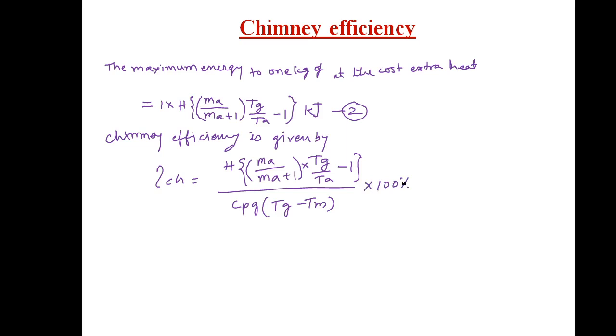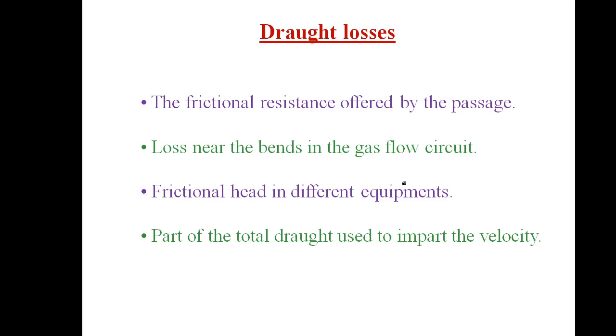Now coming to the losses, draught losses, that means the pressure difference which is created is lost because of certain reasons. What are the causes which reduce the pressure difference achieved by the density difference of gases? Surely the gases are passed through passages like chimney or ducts. So friction is going to take place between the flue gases and the walls of the passage, and that friction causes the loss of pressure difference.